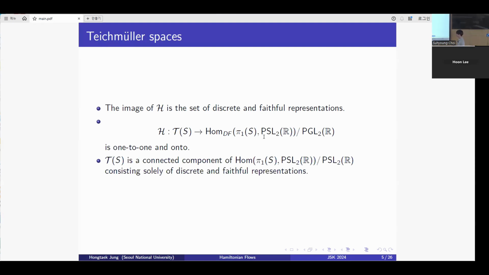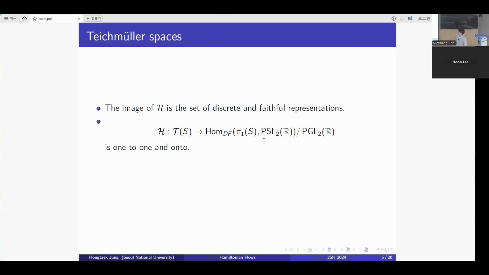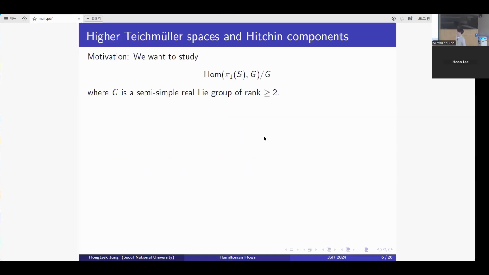And we can also see that the Teichmuller space is a full connected component of this character variety. And as I mentioned here, this component consists solely of discrete and faithful representations. So in some sense, Teichmuller space is a very special connected component in this character variety. And what I'm going to do is to upgrade this classical Teichmuller space to a higher Teichmuller space.